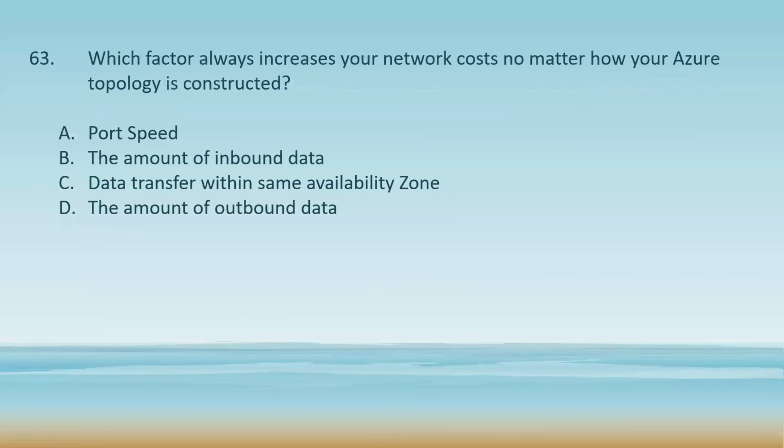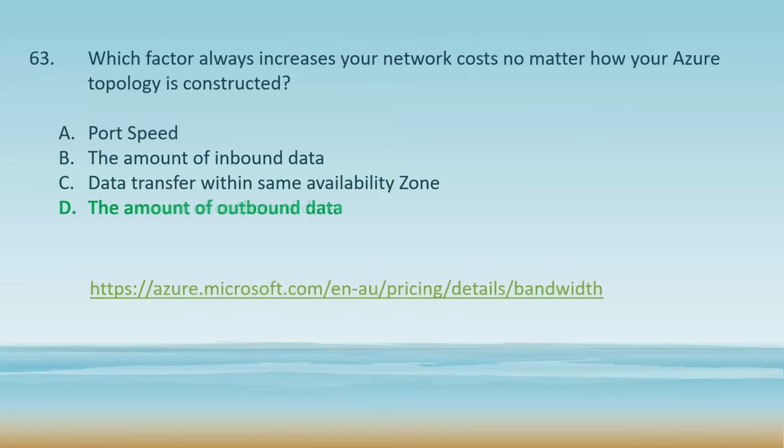Question number 63. Which factor always increases your network cost no matter how your Azure topology is constructed? Your options are port speed, the amount of inbound data, data transfer within same availability zone, the amount of outbound data. Now, inbound data transfer and transfer within same availability zone are always free. You are charged for outbound data transfer or egress.